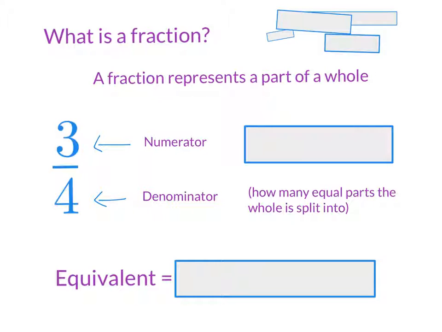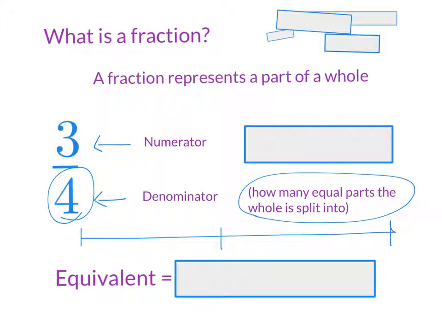So if I have the fraction 3/4, what number is in the denominator? 4. So that means my whole, let's say my whole is this line, has been divided into 4 equal parts, because my denominator tells me how many equal parts my whole is split into. Do you guys see how I divided this number line into 4 equal parts?